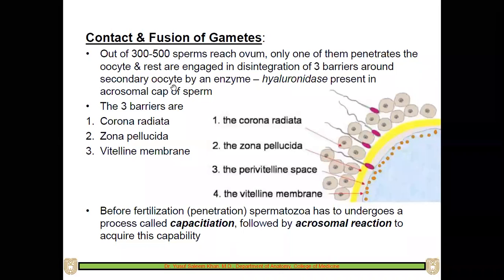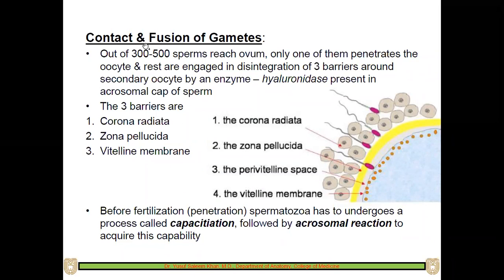Only one of them penetrates the oocyte. And what is the function then? Why are so many sperms there? The rest are engaged in disintegration of the three barriers around the secondary oocyte by an enzyme called hyaluronidase. Hyaluronidase will be released by these other sperms.